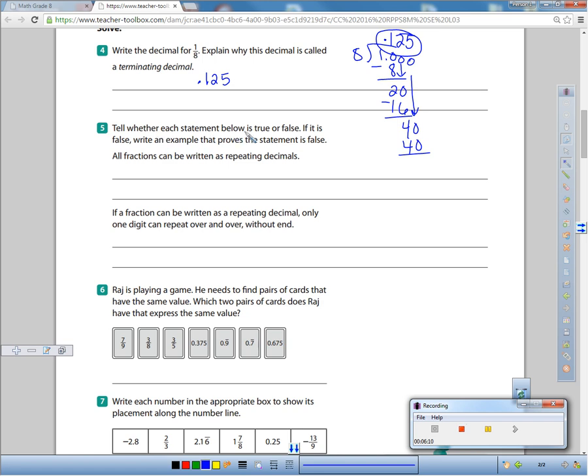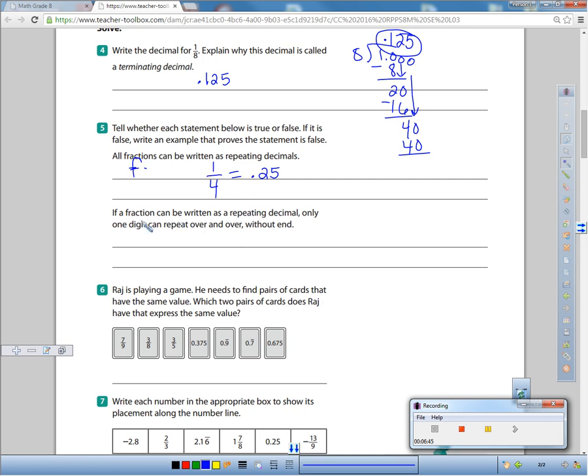Finally, tell whether each statement below is true or false. If it is false, write an example that proves the statement is false. All fractions can be written as repeating decimals. Okay, so this is false because here's an example. Here's 1/4. There's a fraction, but 1/4 is equal to, as a decimal, 0.2500, so 0.25. That does not repeat, so that one will be false. You'd write F for false. Give me a reason why. So give me an example of your own.